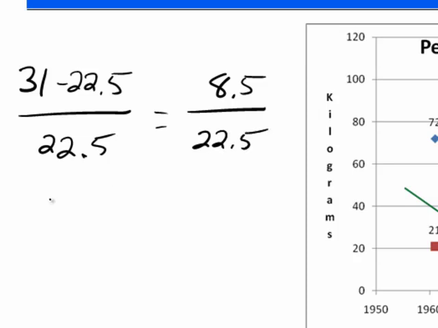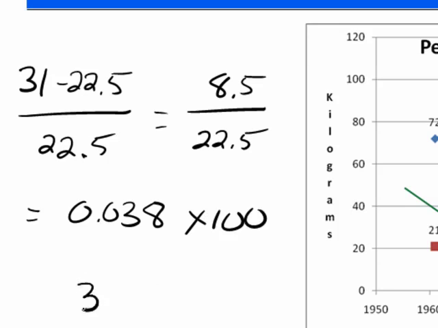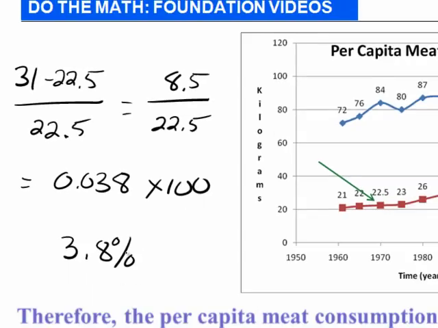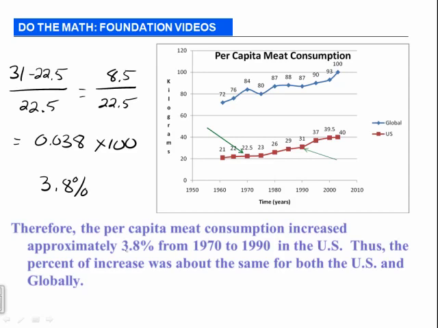And when you take 8.5 divided by 22.5, you get 0.038. And again, that's a decimal, so we're going to times that by 100, and you get 3.8%. All right. So for the United States, we increased our consumption of meat 3.8% from 1970 to 1990, and in the globe it was 3.6%. So there's not an appreciable difference between the United States and the globe.